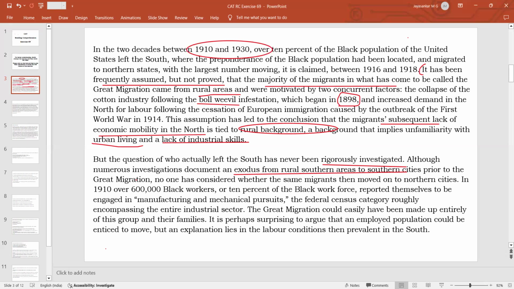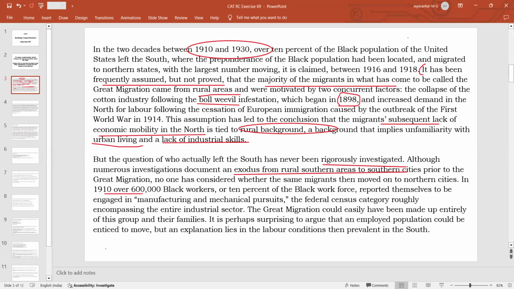So a lot of people had migrated from the rural parts of southern United States to the cities in the southern United States before the Great Migration. And the author says that it is possible that the same migrants might have moved to northern United States after 1910. So he says that this argument in the first paragraph seems doubtful, because it is not clearly proven that it is the rural black workers from the southern United States that migrated to the north during the Great Migration.